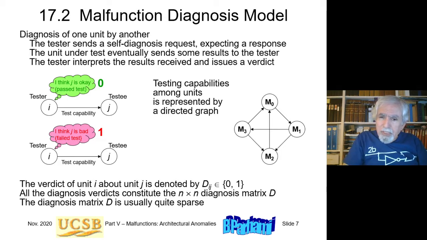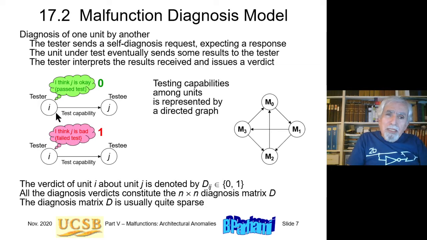Of course, in order for the testing graph to make sense, there should be a connection from M0 to M1. So if this is a bus-based system, then of course everything is connected to everything else. If this is an actual network, then we need to have these connections between the nodes. There may be other connections that are not shown here. So for example, M0 may also be connected to M3, but that's not part of the testing graph. So we don't use M0 to diagnose M3. We have not included that link.